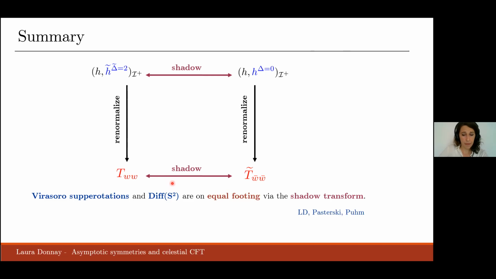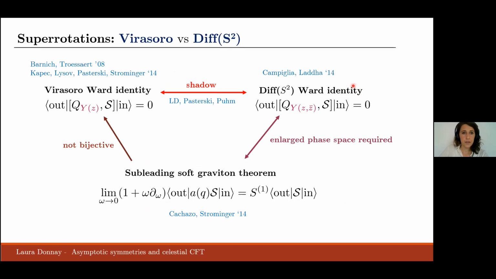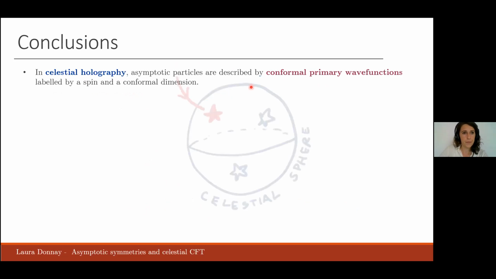And the main point I want to make here is that the super rotation, the Virasoro super rotation, and the Diff(S^2) are on equal footing via this shadow transform. So in other words, one can indeed go from the Virasoro Ward identity to the subleading subtheorem by allowing the asymptotic symmetry group of Einstein gravity to be closed under the shadow transform.